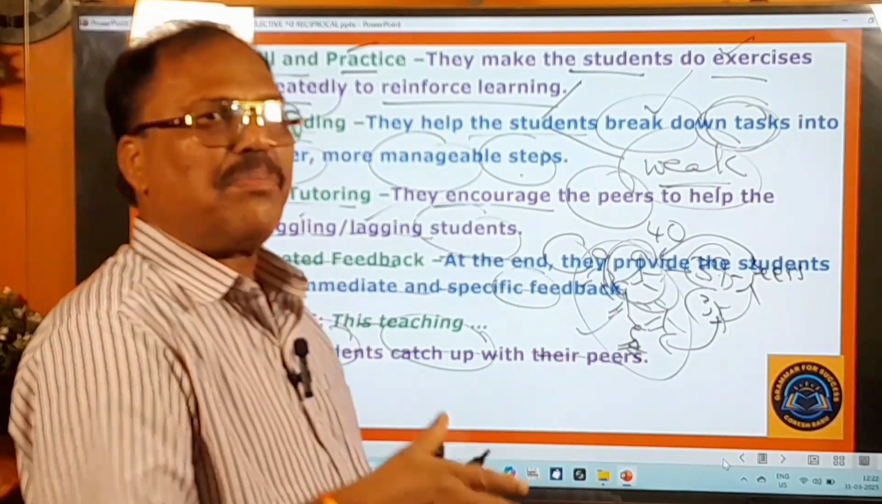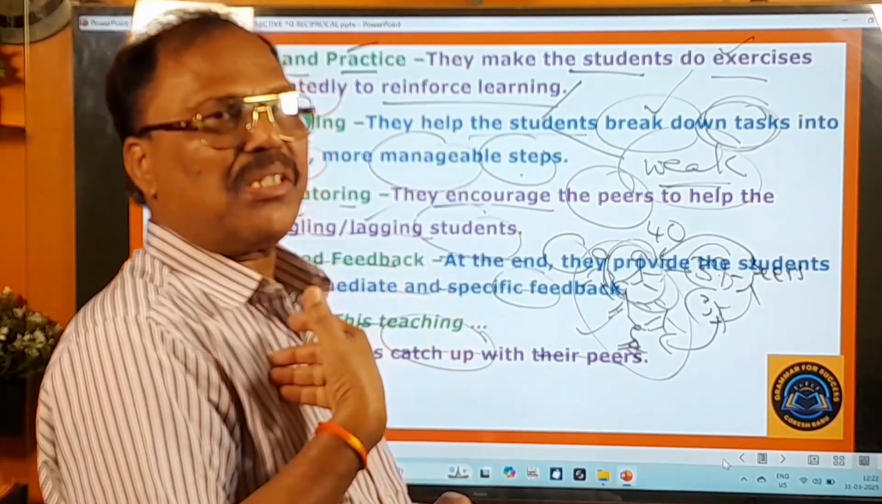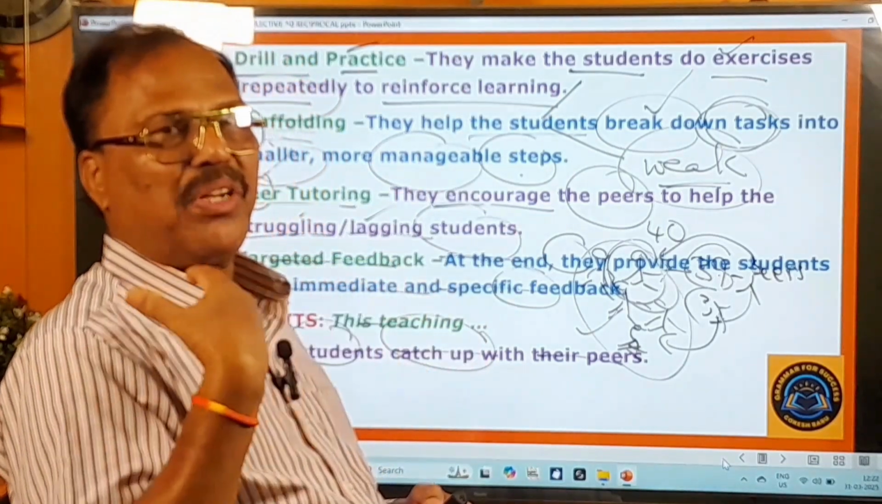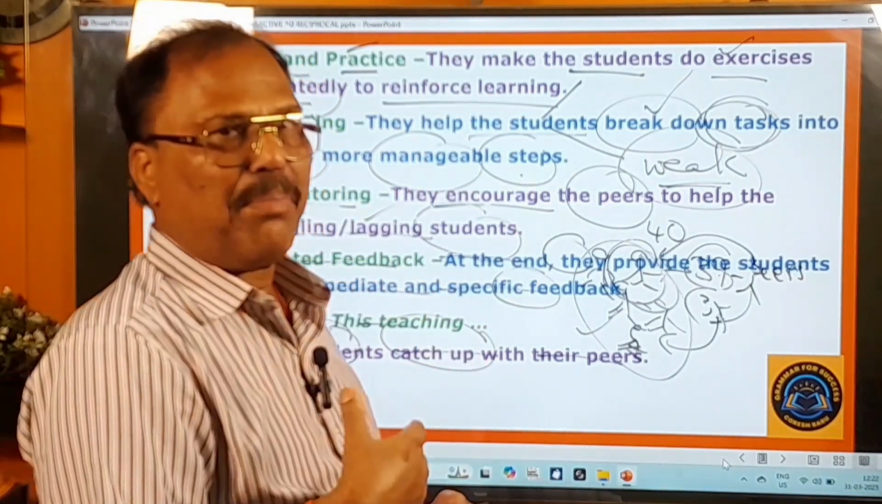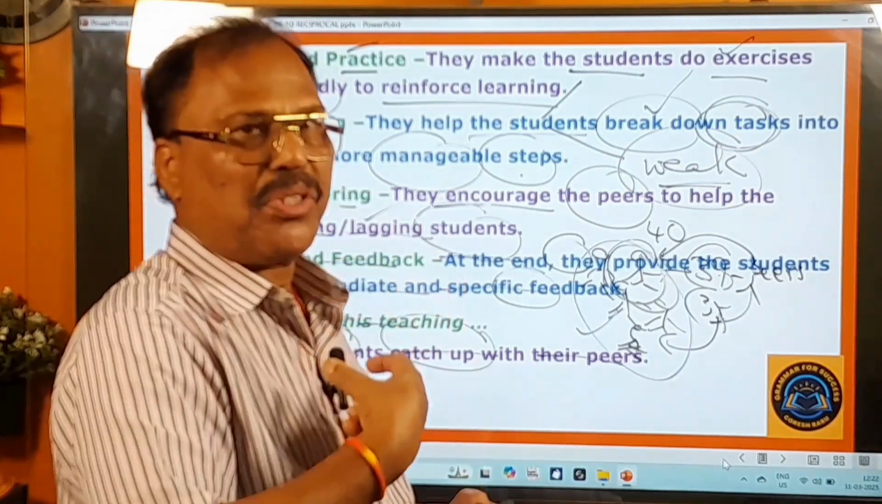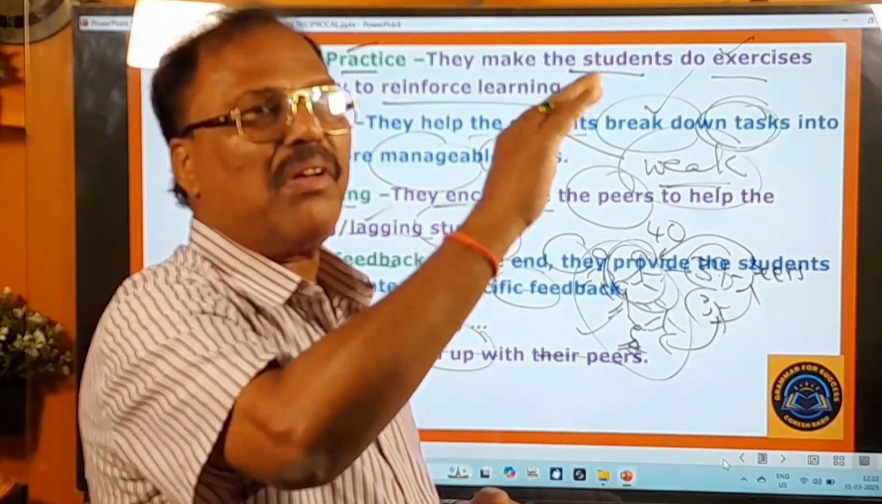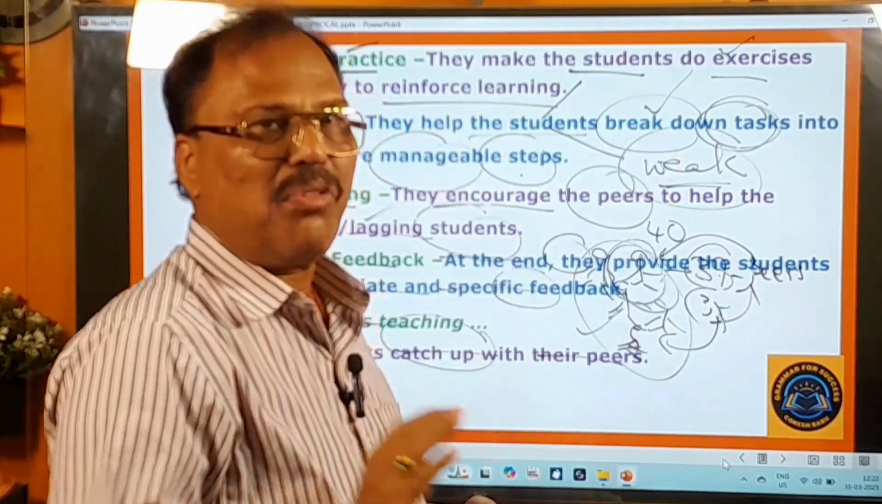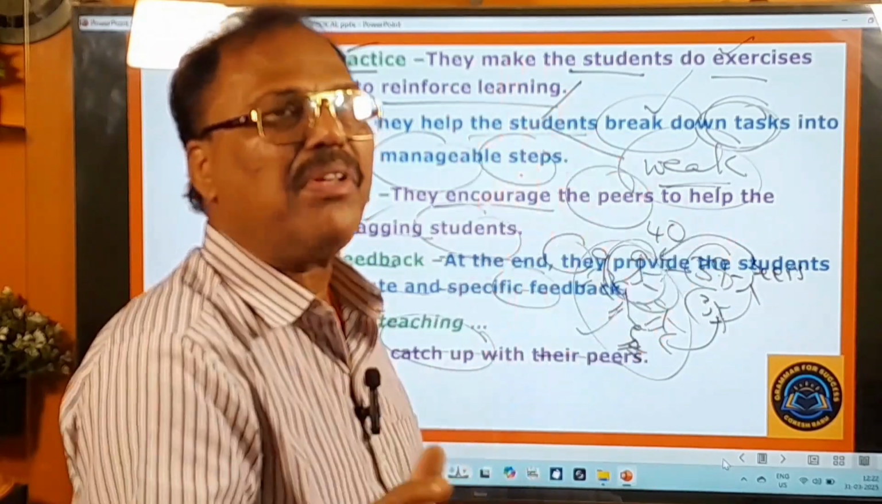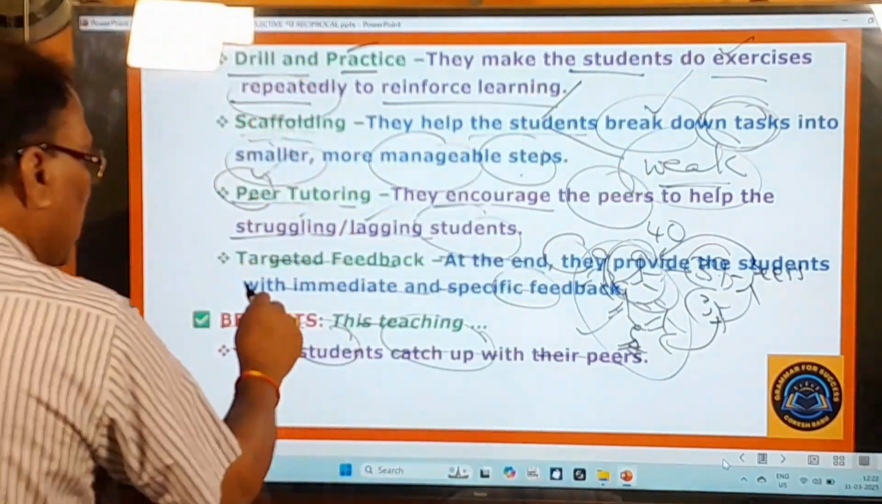All his classmates are doing well in the classroom. They are all moving forward, but these students are backward. They are poor in studies. So now what happens? This remedial teaching will make these weak students move forward equally along with other students, on par with other students. So that advantage is there. That is the first benefit.